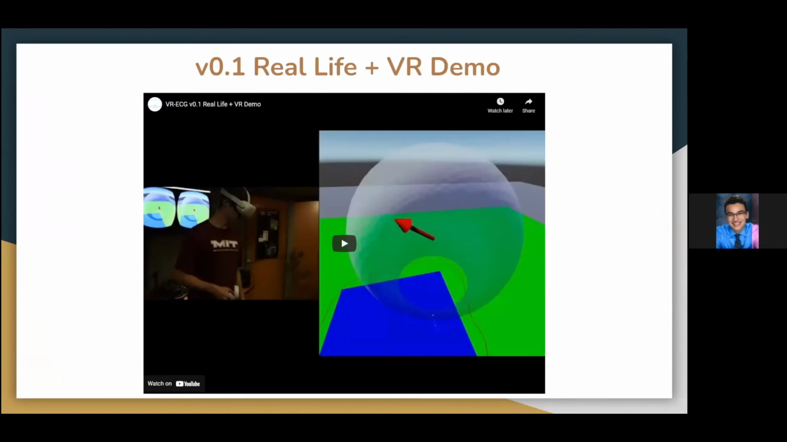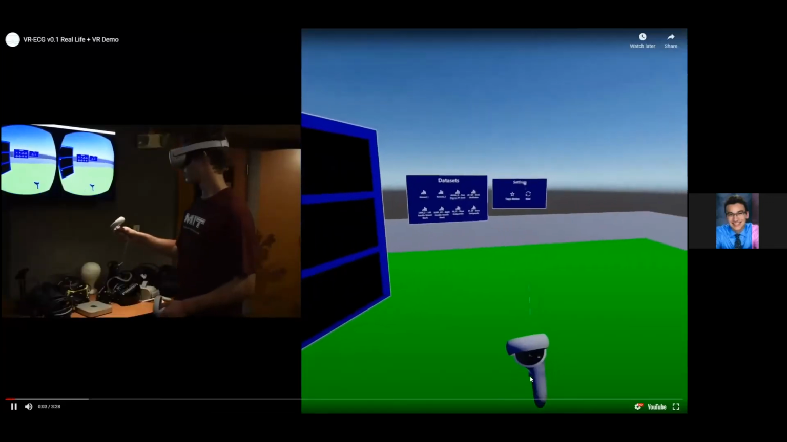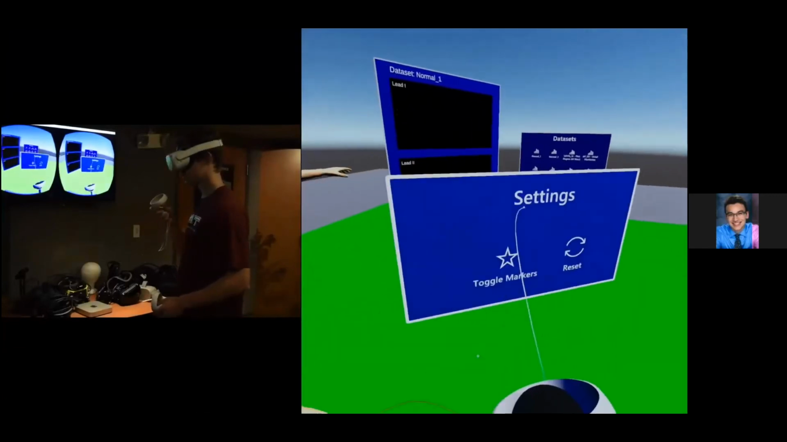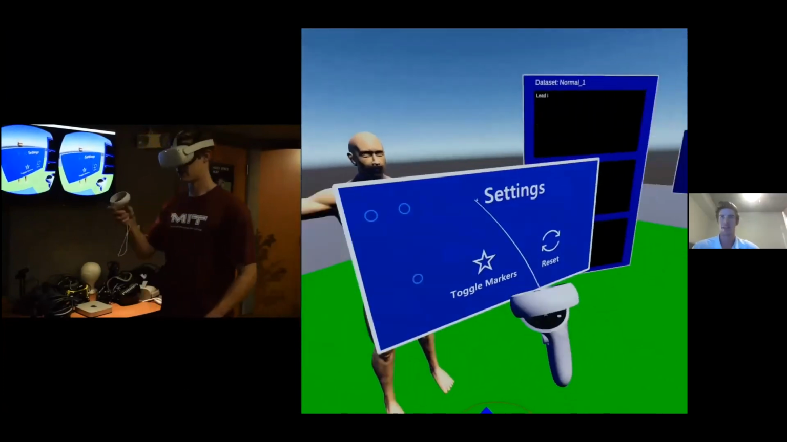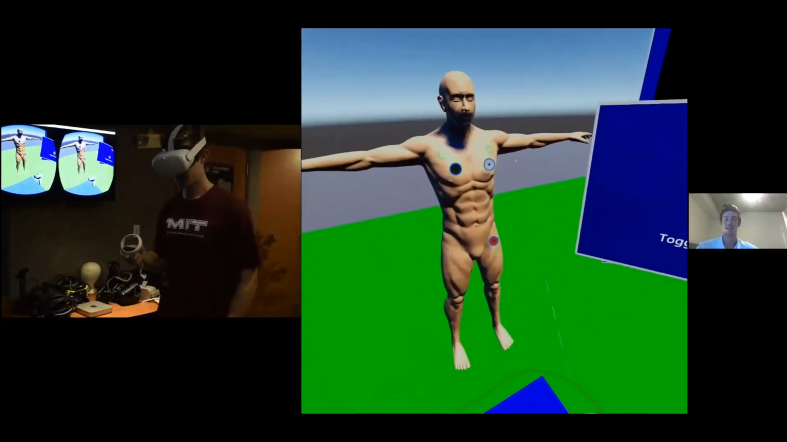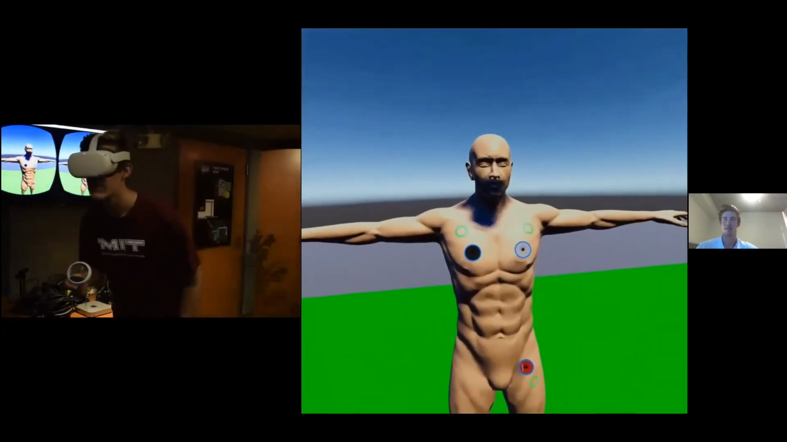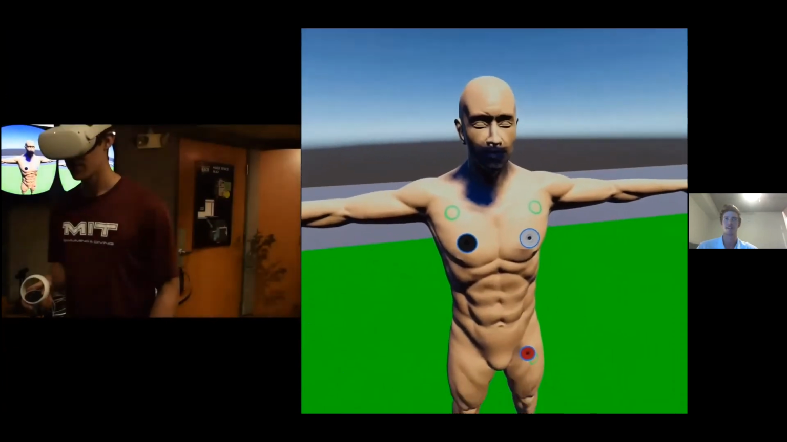Right here, we'll watch a demo of the system in real time, and you'll get to see some of those features play out. Here we have a video of me in real life playing around with the simulation, and then the view from inside the VR headset.